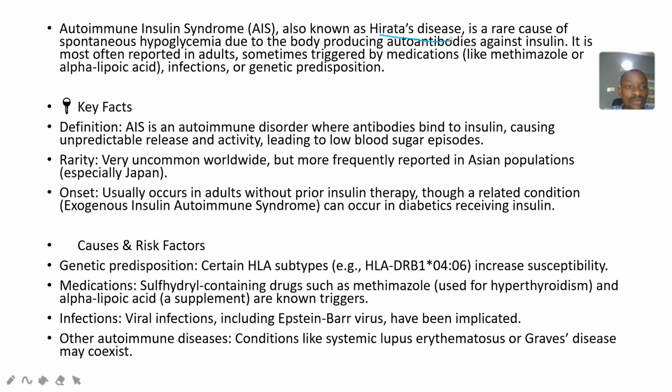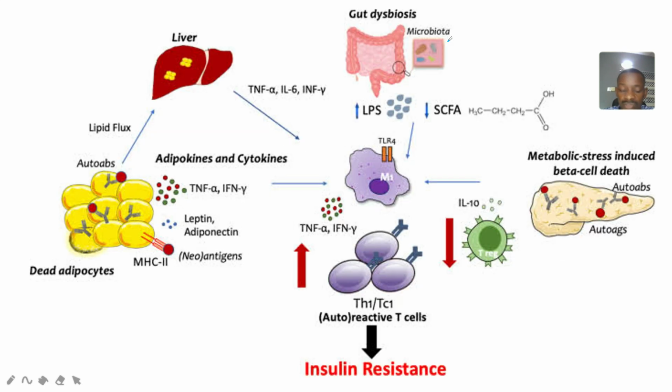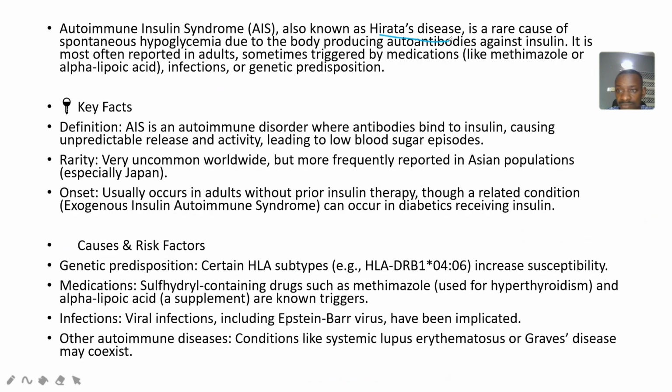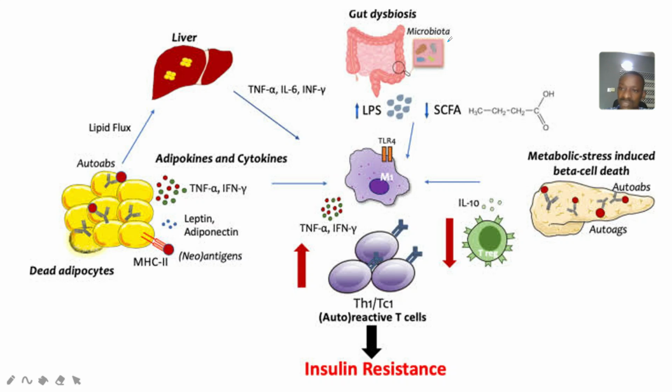So it's a rare cause of what? Spontaneous hypoglycemia. Like all of a sudden, the glucose levels in your body is dropping, is crashing down. So it's because the body is producing autoantibodies. That's like your immune system. It's producing things that are what, breaking down insulin.